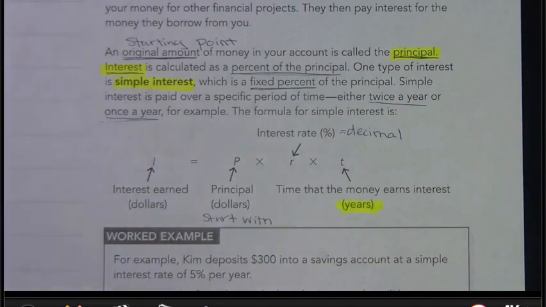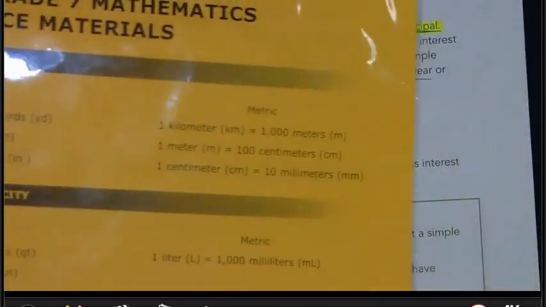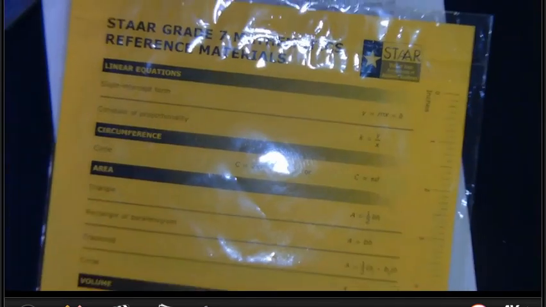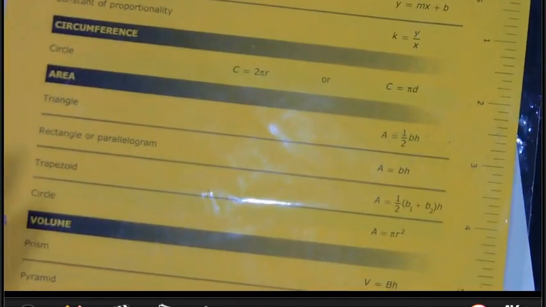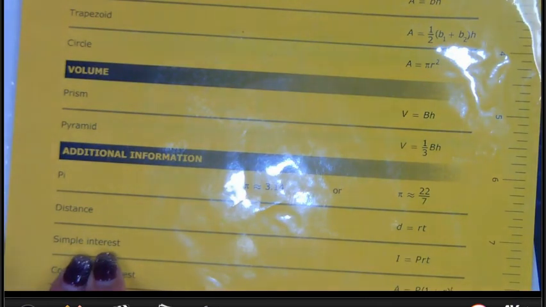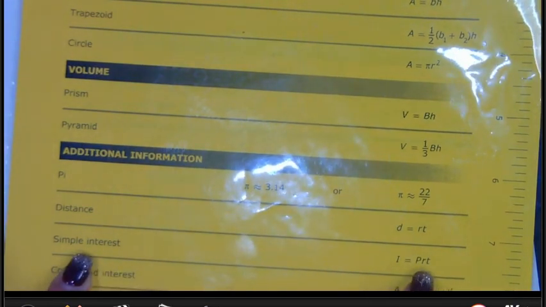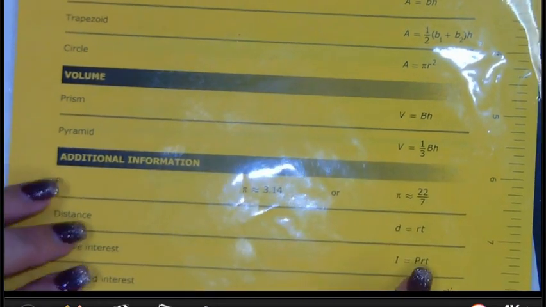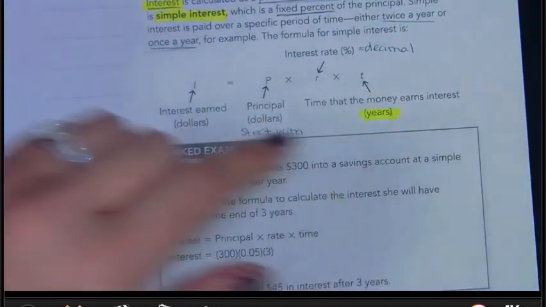All right, so I had to grab this. If you take a look inside of your spirals or even on the internet, wherever you are, you'll notice that you have your STAAR reference sheet. Now mine is gold as I keep a class copy. But if you look, where is it? Oh, all the way down here in additional information, you have your formula for simple interest, I equals PRT. And this will be on your STAAR reference sheet for when you're taking the STAAR, which is what we're learning today. I just wanted to show you that you actually have it right here. So you don't have to have it memorized. You just need to know what each of the letters represents.